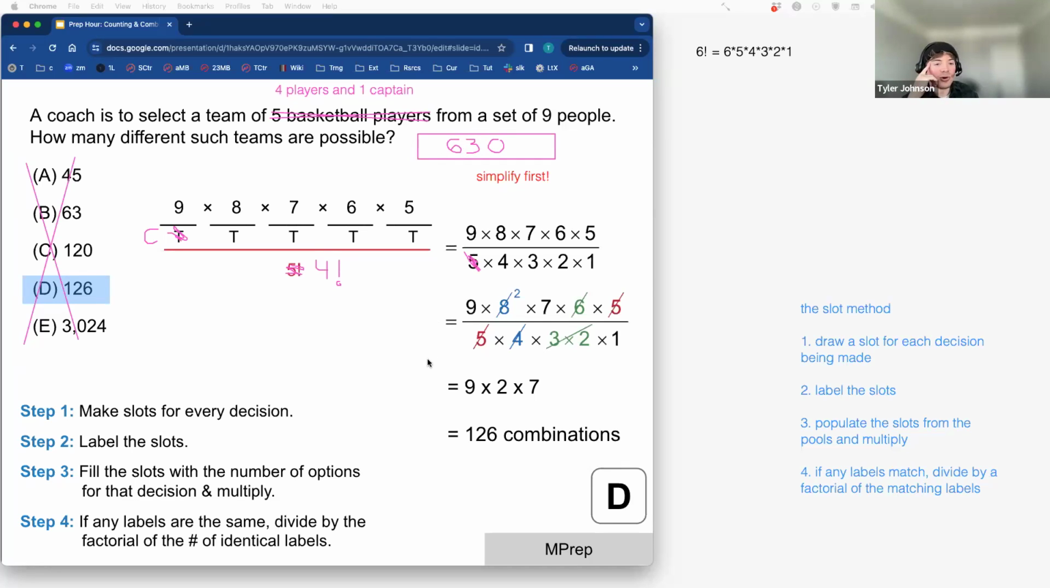And we're going to do one more riff on this problem before we move on to something else. So let's change the rules one more time. What if this coach were selecting 3 regular players and 2 co-captains? Chat me what the new answer would be.